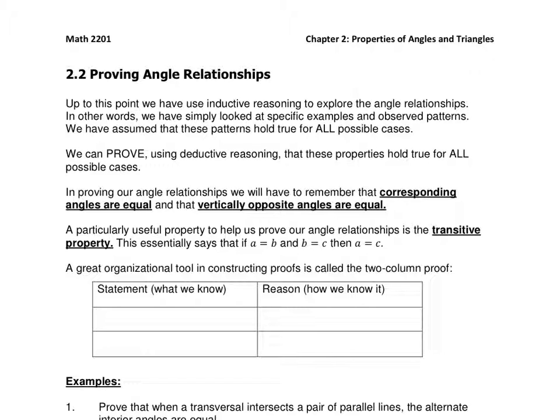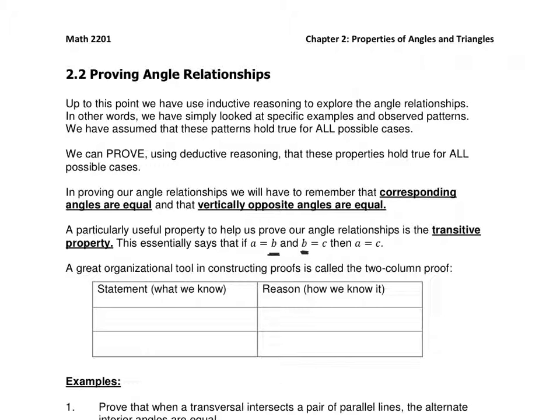A particularly useful property to help us prove our angle relationships is what is called the transitive property. This essentially says that if A equals B and B equals C, then A has to equal C. It's basically common sense because both of them are equal to the same thing, B. So if A is equal to B and C is equal to B, then it makes sense that A equals C.